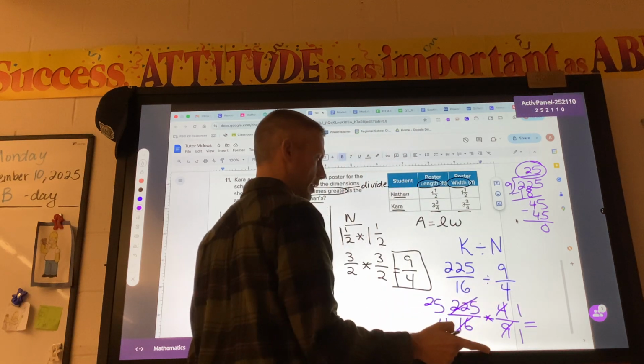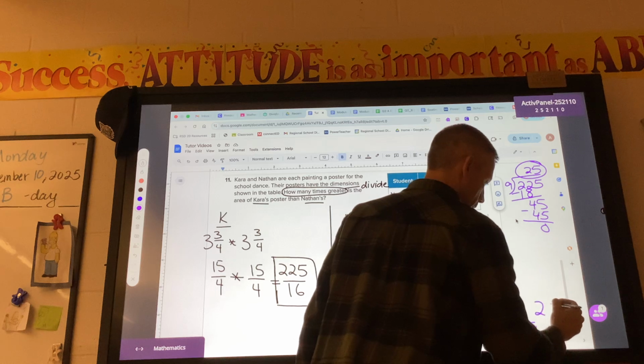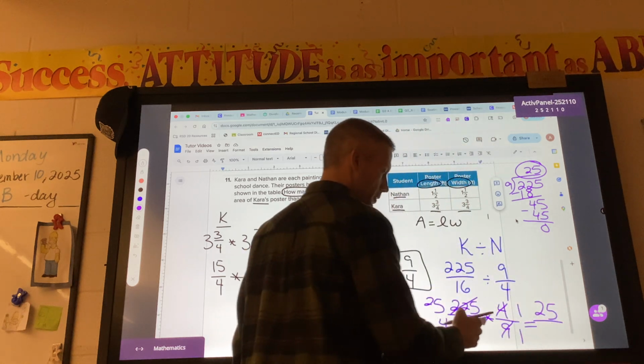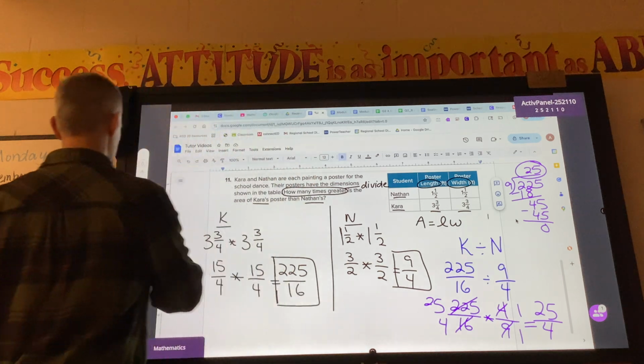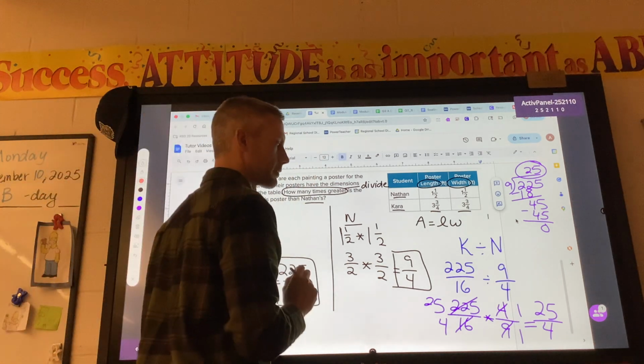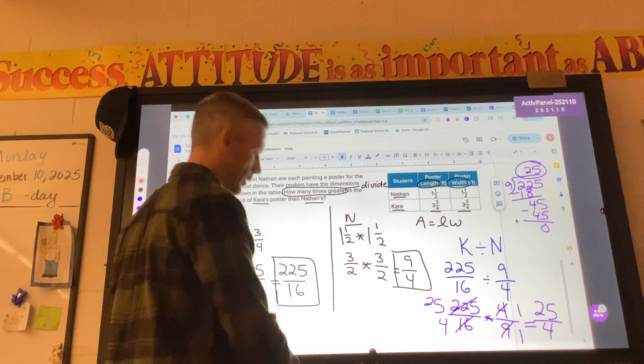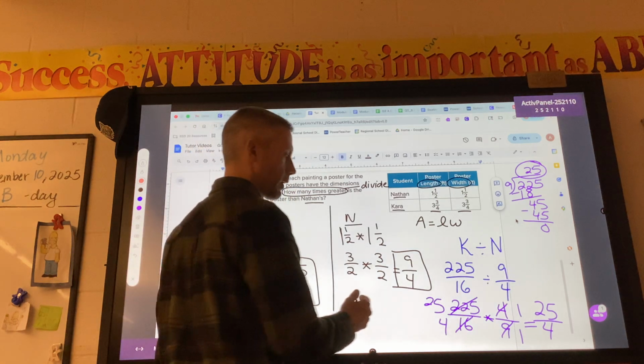Now I'm going to go straight across. 25 times 1 is 25. 4 times 1 is 4. I'm running out of room here. I wish I had more room. I'll do this last part in red so you can see the final step. I know this looks like a mess. In your notebook, I would have kept going down the paper, which is why we use our notebook.